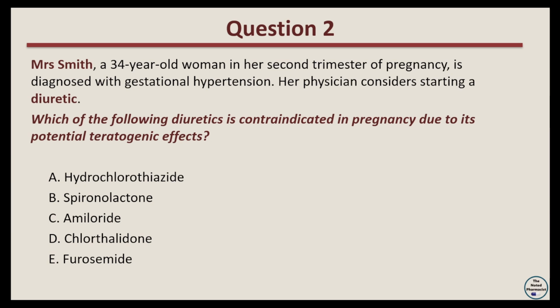Question 2. Mrs. Smith, a 34-year-old woman in her second trimester of pregnancy, is diagnosed with gestational hypertension. Her physician considers starting a diuretic. Which of the following diuretics is contraindicated in pregnancy due to its potential teratogenic effects? Option A, hydrochlorothiazide. Option B, spironolactone. Option C, amiloride. Option D, chlorthalidone. Option E, furosemide.